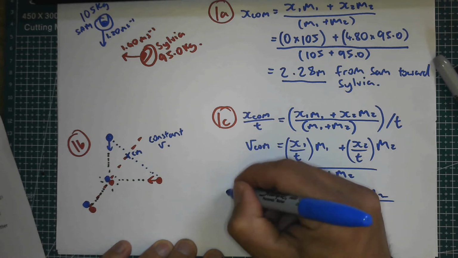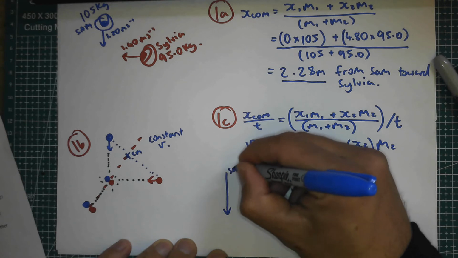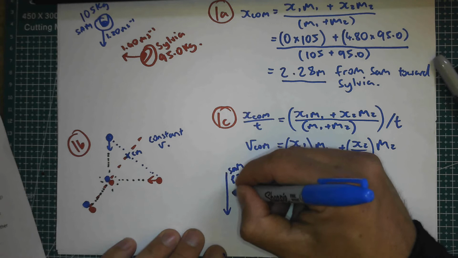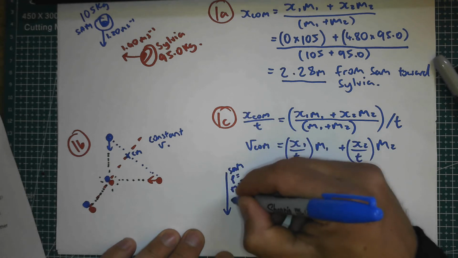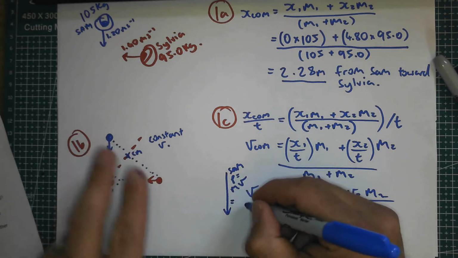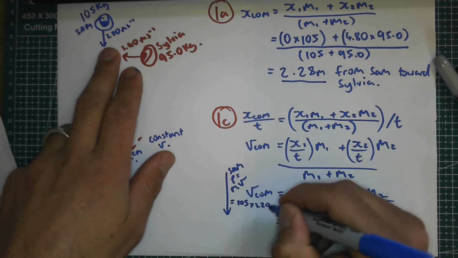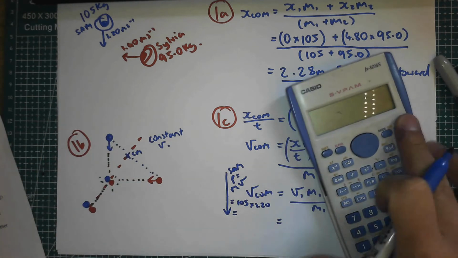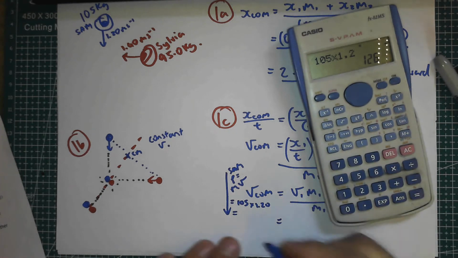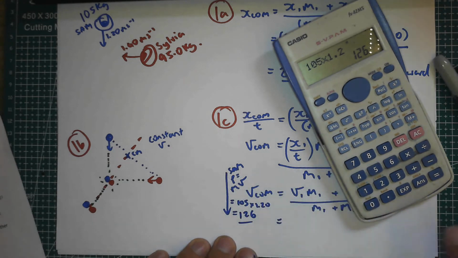We've got Sam coming down here, and Sam's momentum is Sam's mass times Sam's velocity. Why did I write it like that? Really haven't left myself much space, have I? Which is 105 times 1.20. Stick these into the calculator. 105 times 1.2 equals 126 kg metres per second.